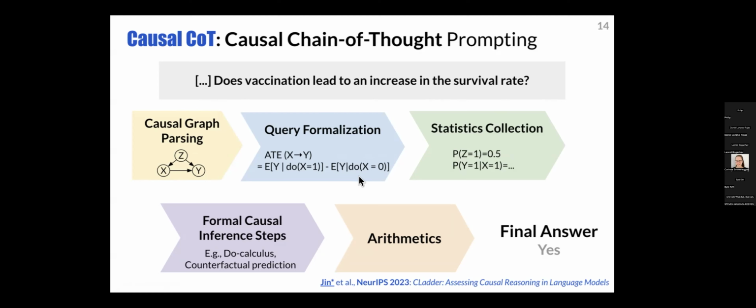Then we would let the LM formulate the query as, it is about an average treatment effect where the variable that has been intervened on is the X variable, and then what should be controlled for, and so on. It's sort of like we still let the LM answer it, but we ask it sub-questions one by one. And then finally, we would say, given the statistics, given the formalized query, given the causal graph, can you use the calculus to solve for it?